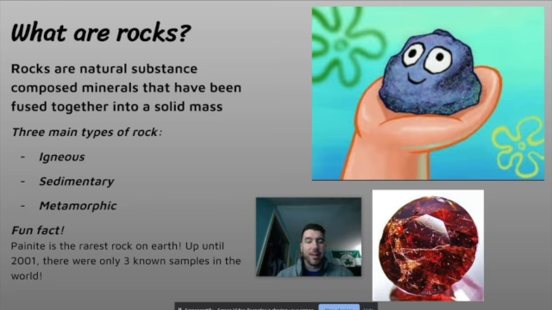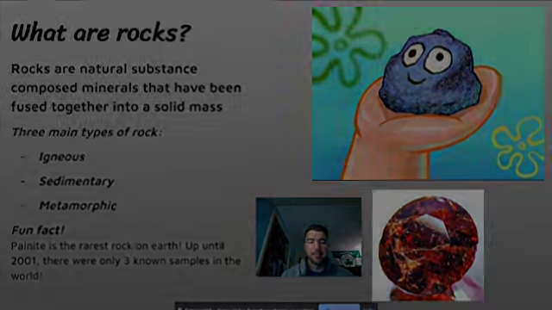And just a fun fact, the rarest rock on Earth is a rock called painite. Up until 2001, there were only 3 known samples in the world, and a gram of this rock will run you about $300,000. So that's a pretty penny for just a little rock. So we're going to continue on talking about the 3 different main types of rock. So let's talk about igneous rocks.